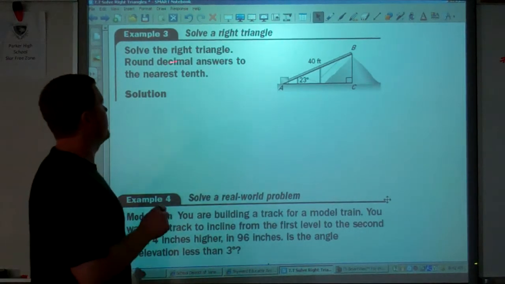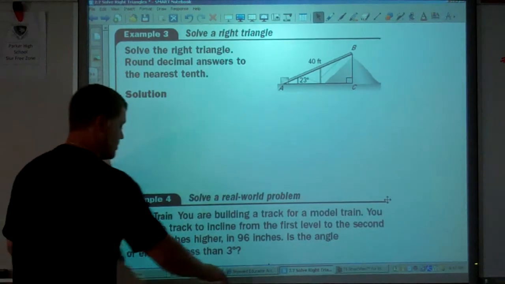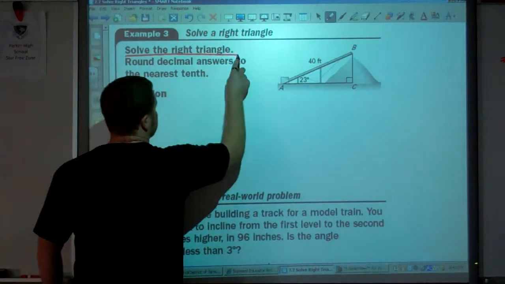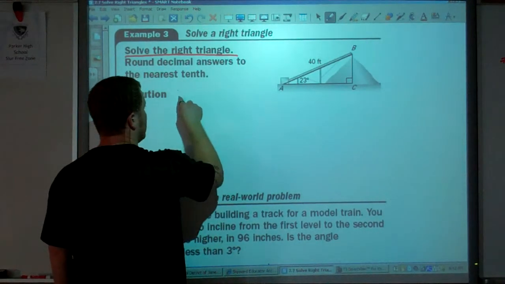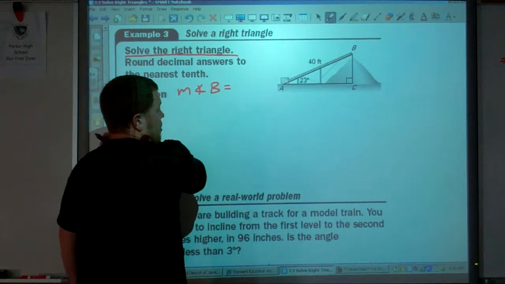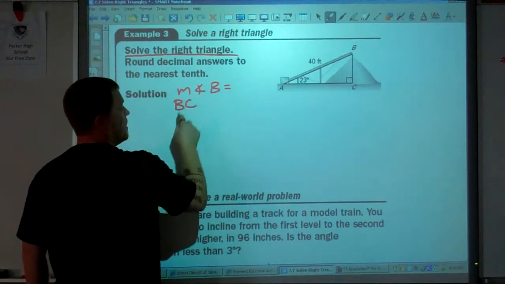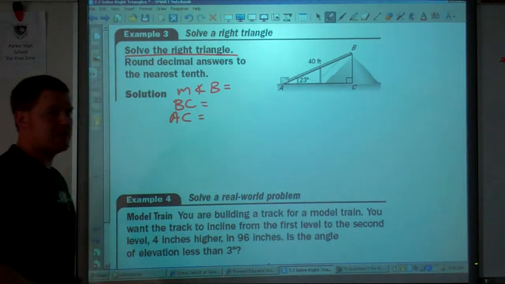Alright, another one. Solve the right triangle. Round decimal answers to the nearest tenth. So, solve the right triangle, meaning find any and all unknown measurements. So right now, what don't we know? We know the measure of angle A. We do not know the measure of angle B. We do not know the length of BC, and we do not know the length of AC. Okay, so two sides and an angle measure.